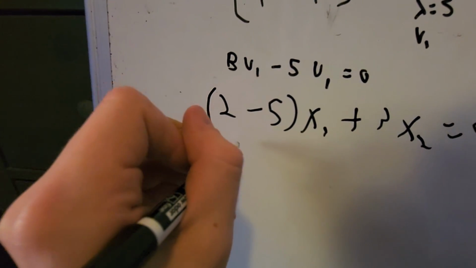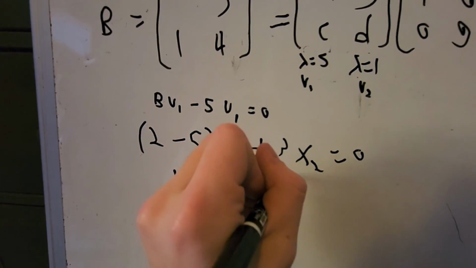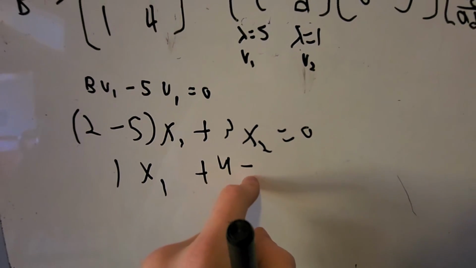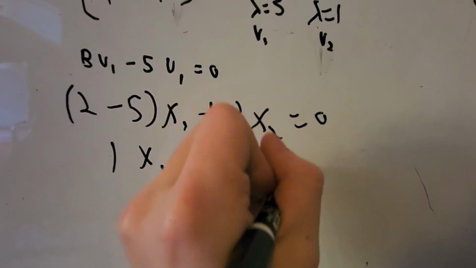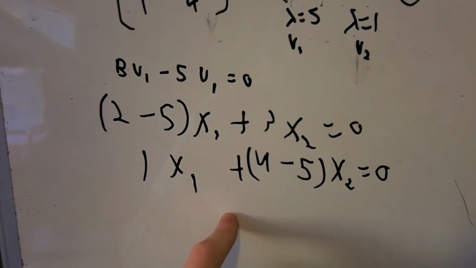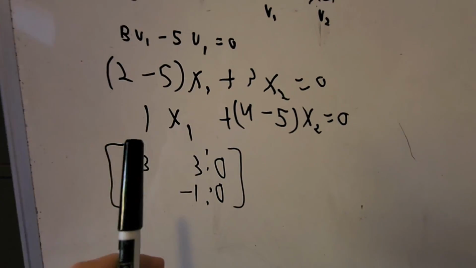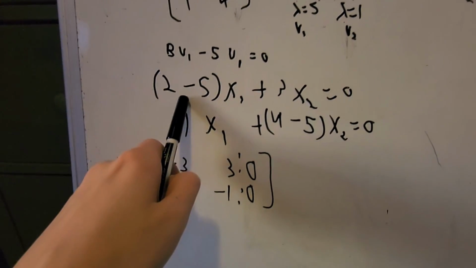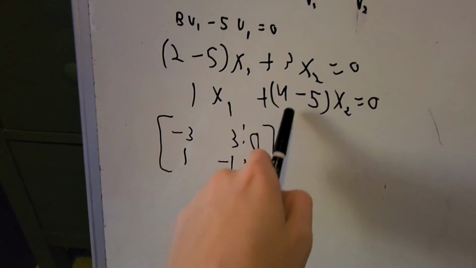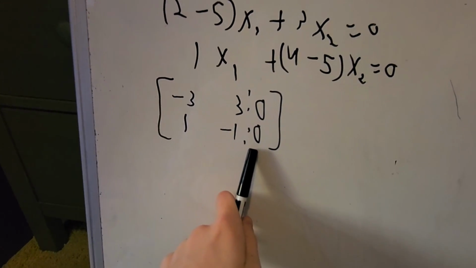And then for this term, it's just going to be 1 x1 plus (4 minus 5) x2 is equal to 0. Now we can solve the system of equations. So then I put the entries of these in an augmented matrix. 2 minus 5 is negative 3, 3, 1, and then 4 minus 5 is negative 1. Then I set what is equal to on the right.